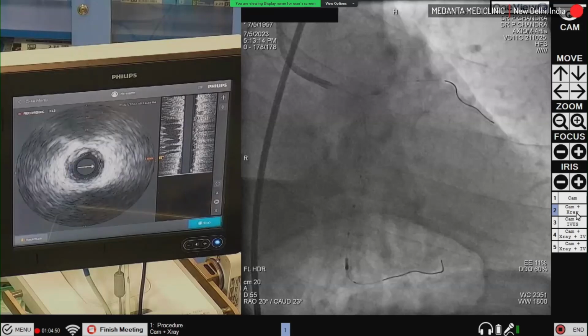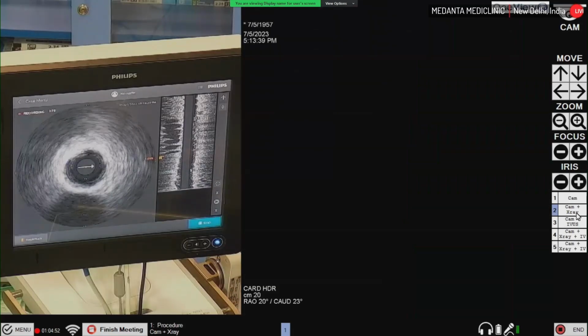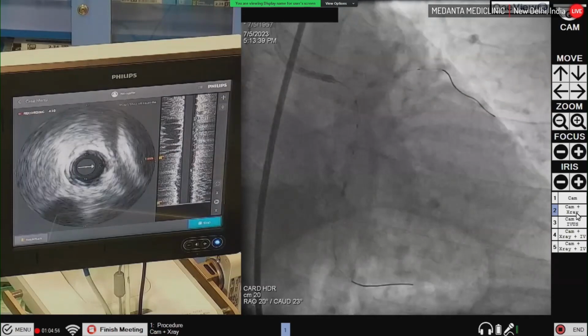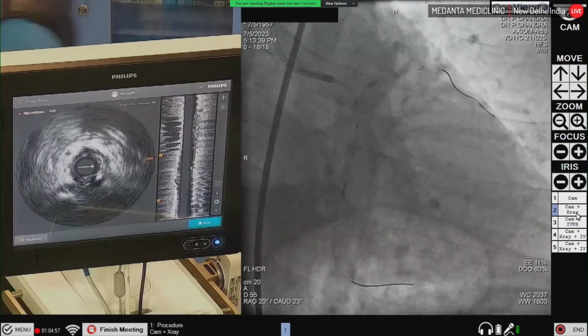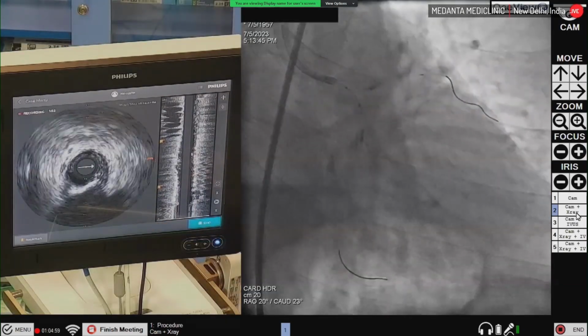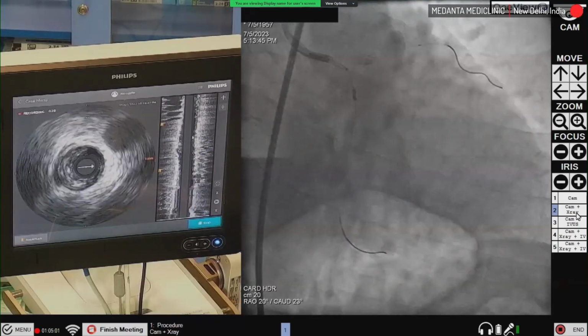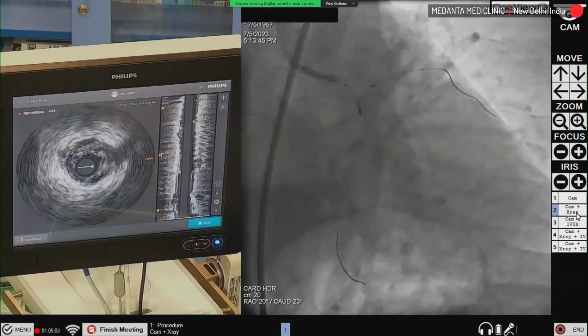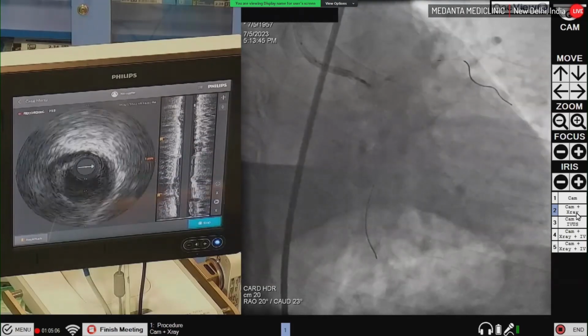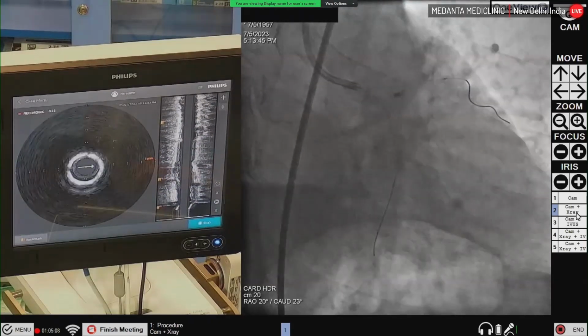Looks good. And here also the lumen is quite okay. Yes. We got a good lumen here. Yeah. And all this is quite okay. Here again, there's some plaque, but the lumen is still fine. And we can put a stent proximally. Half stent.